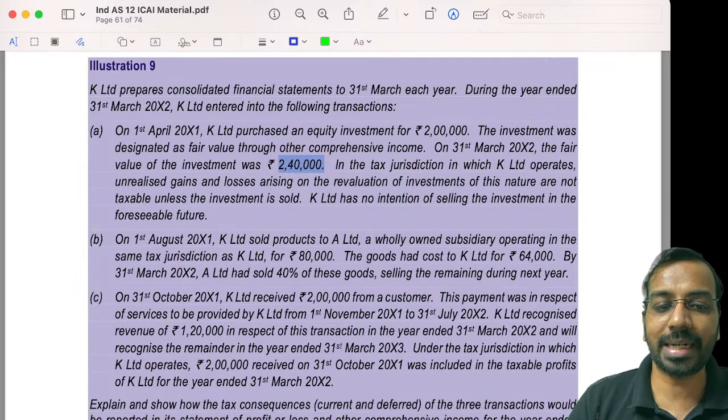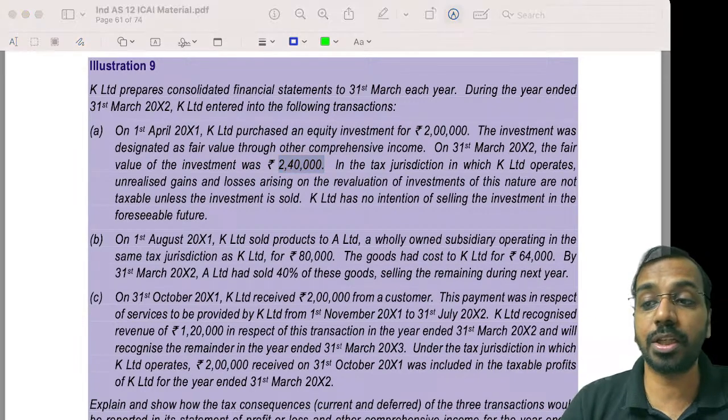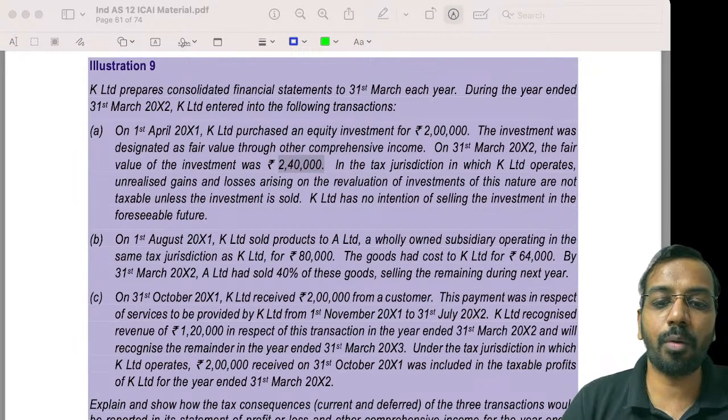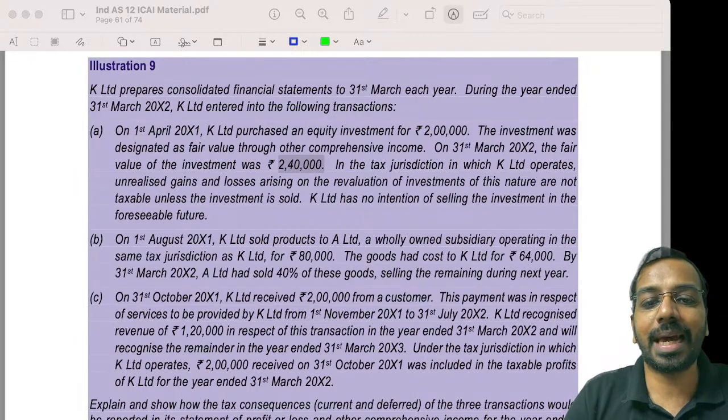Now, if it is not taxable, it will not impact the tax base, right? So the tax base is 2 lakhs. My carrying amount is 2,40,000 and my tax base is 2 lakhs, so there is a difference. Now what is higher? My carrying amount is higher.